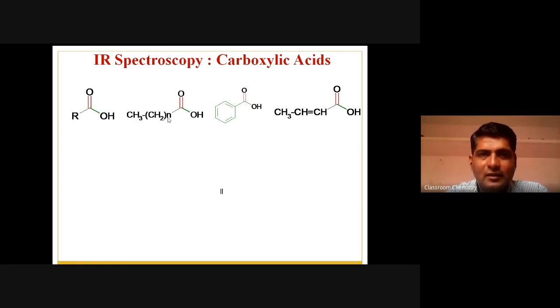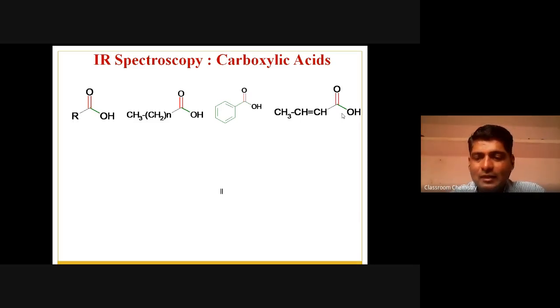Here n is an integer. This is the number of carbon atoms. We can take 2, 3, 4, 5. It depends on the compound. So this is the aliphatic acid. The third example is the aromatic acid because this acid group is attached to the benzene ring. That's why it is called an aromatic acid. And the last one is the alpha beta unsaturated acid because this is the acid group and this is the alpha carbon and this is the beta carbon and there is a double bond between alpha and beta. That's why it is called an alpha beta unsaturated acid compound.